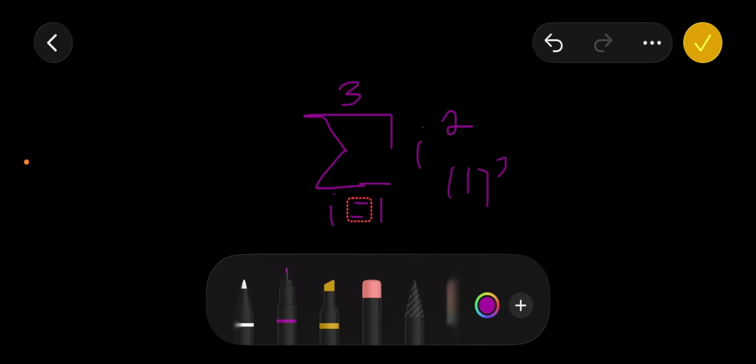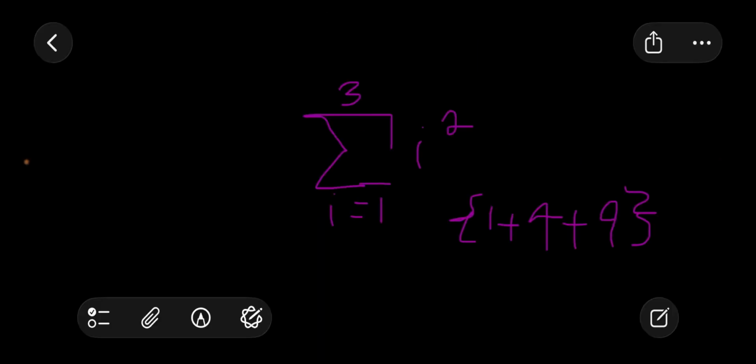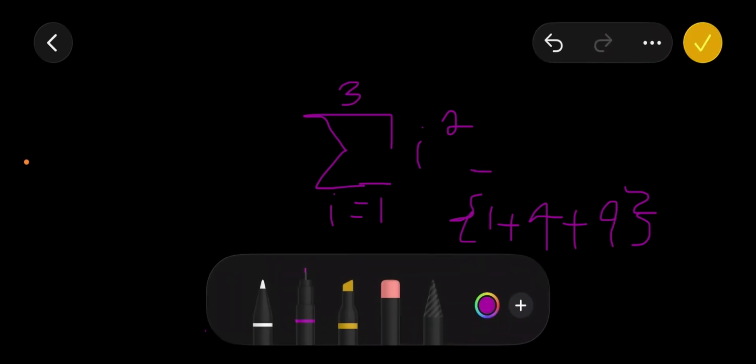So 1 squared, that's just 1. So we put 1 plus, now let's put 2 for i. 2 squared, which is 4. So plus 4 plus, now let's put 3 for i. Alright guys, one more reminder: the upper limit is where we stop. So finally, let's put 3 for i. 3 squared is just 9. So we have 1 plus 4 plus 9. Now let's solve this. Everything in the column just equals 14. So that's the solution to this, it equals 14.